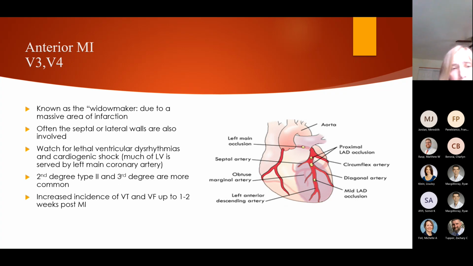Anterior MI is pretty bad. That's all I want you to remember, because it covers a large area here. And you can see septal wall is involved, lateral wall is involved. In patients with anterior MI, you look for ventricular arrhythmia, VT, VFib, and cardiogenic shock and high degree AV blocks.